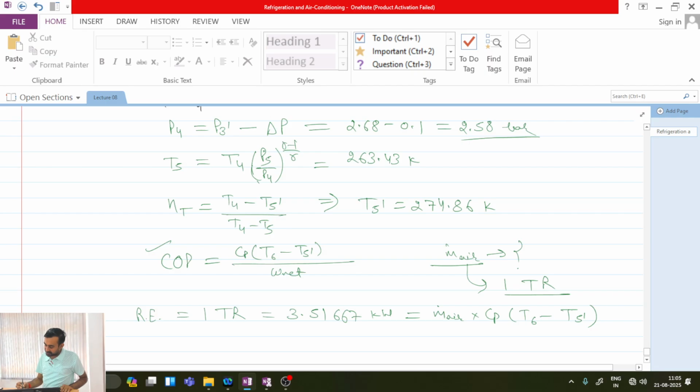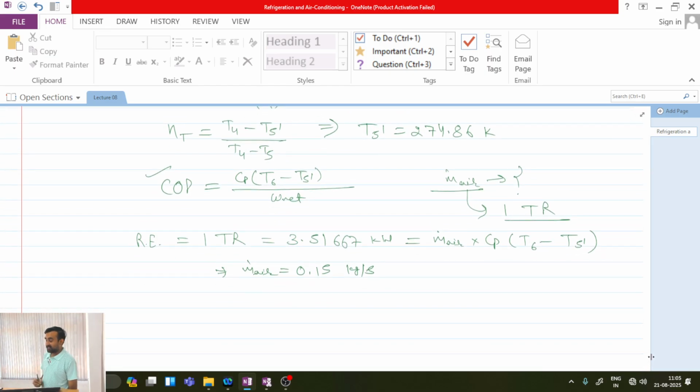So from here, T6 and T5 dash we have already calculated. Cp we know is 1.005 kilojoule per kg Kelvin for air. From here, if you calculate the mass flow rate of air, how much is it? Please tell me if someone has calculated. 541 kg per hour. Okay, 541 kg per hour. Calculate in kg per second, divide by 3600. It is 0.15 kg per second. So this is the mass flow rate.